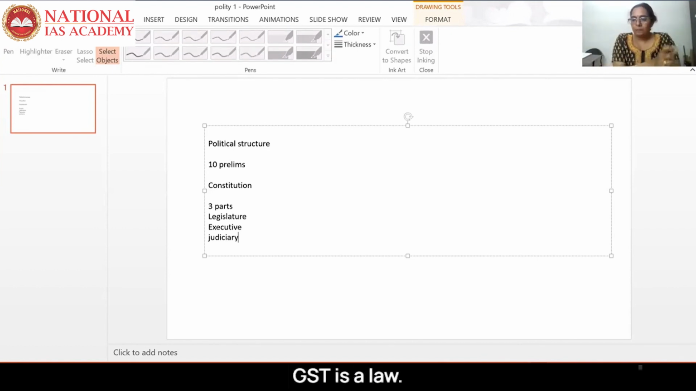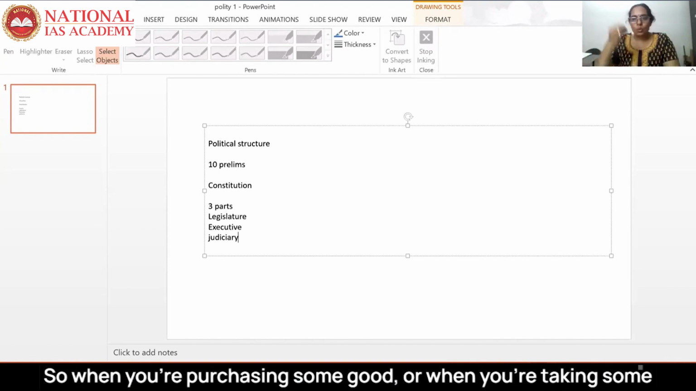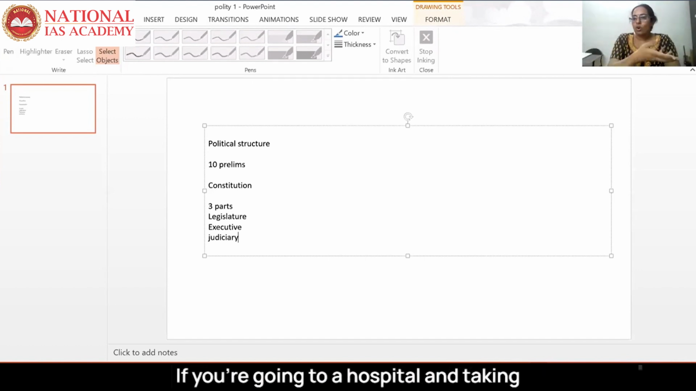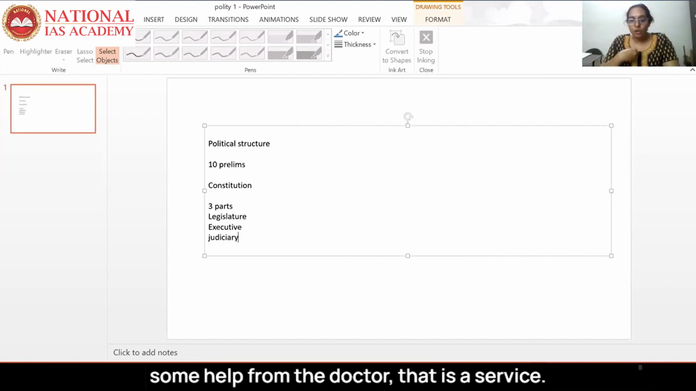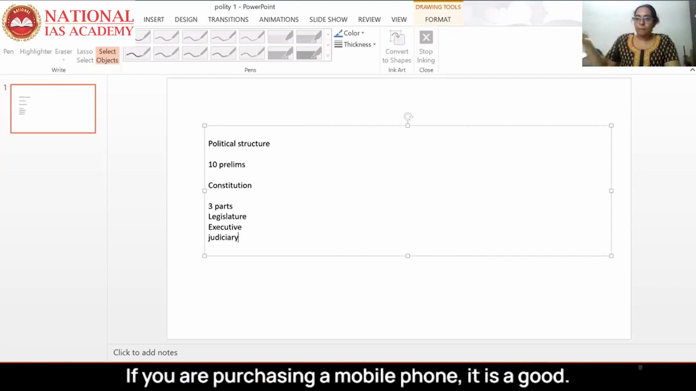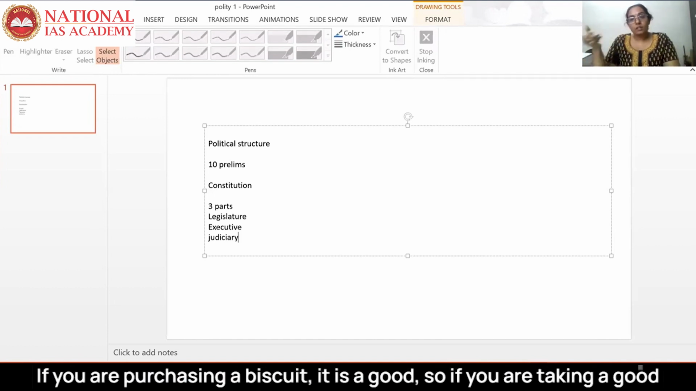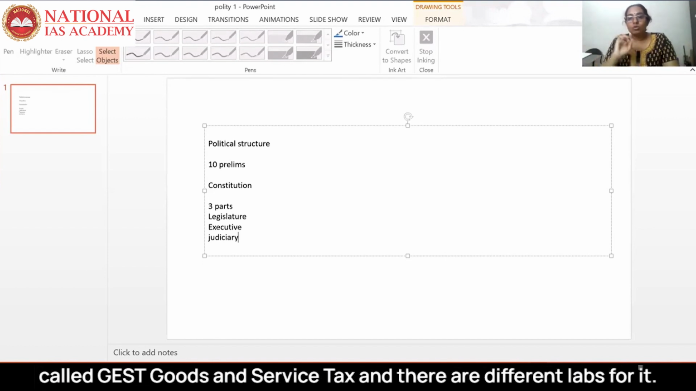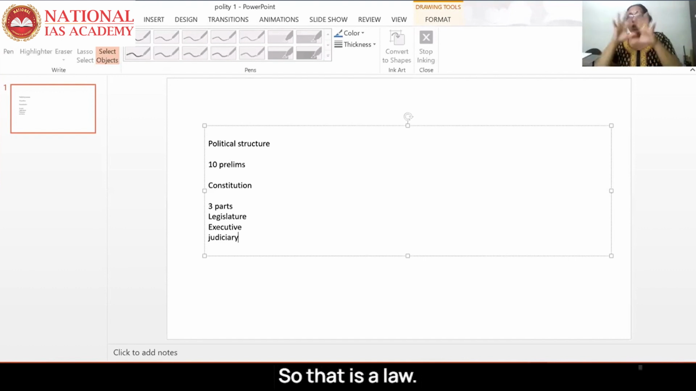GST is a law. So when you're purchasing some good or when you're taking some service, if you're taking a school education, that is a service. If you're going to a hospital and taking some help from the doctor, that is a service. If you are purchasing a mobile phone, it is a good. If you are purchasing a biscuit, it is a good. So if you're taking a good or a service, government has said that you will pay tax called GST, goods and service tax, and there are different slabs for it. So that is a law.